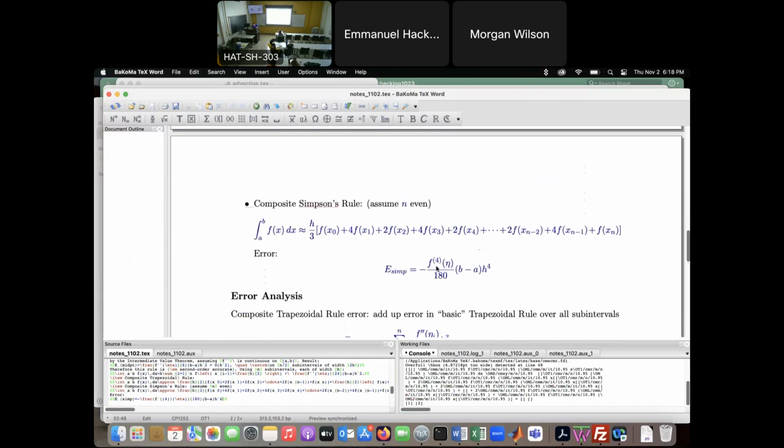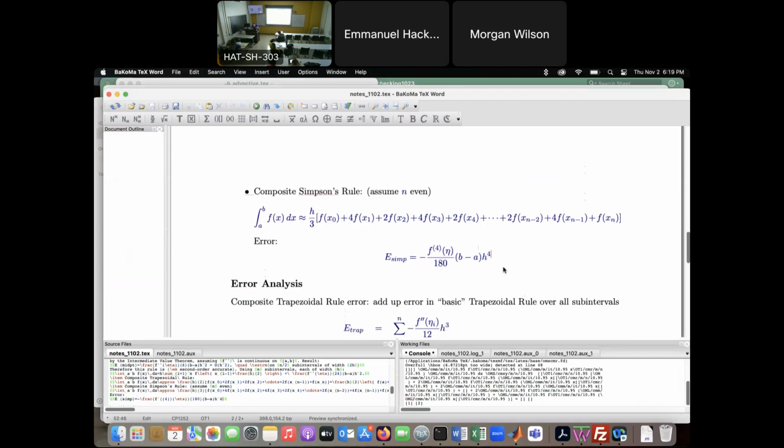Okay. So the midpoint rule is second order accurate, Simpson's rule is fourth order accurate. But it involves a higher order derivative because of that higher order accuracy. So now I'm going to take the time to derive the error formula for the composite trapezoidal rule.